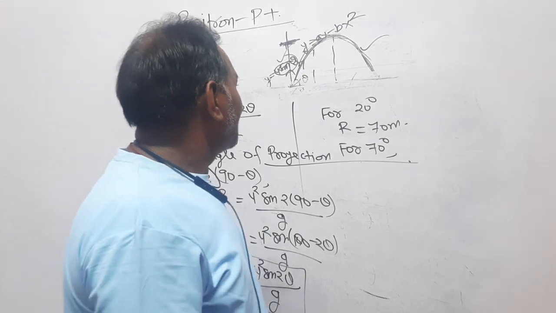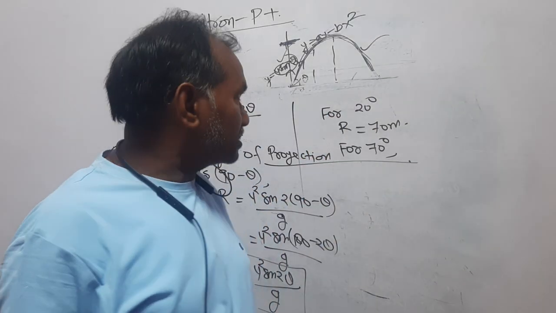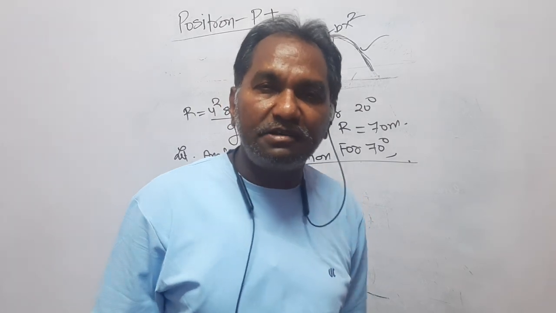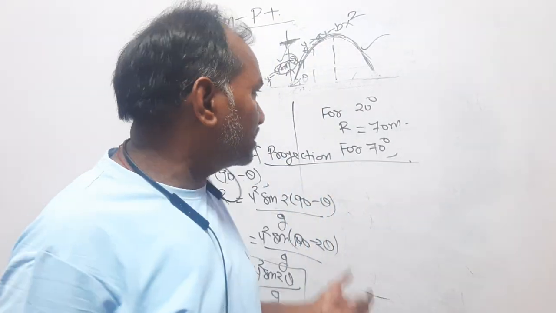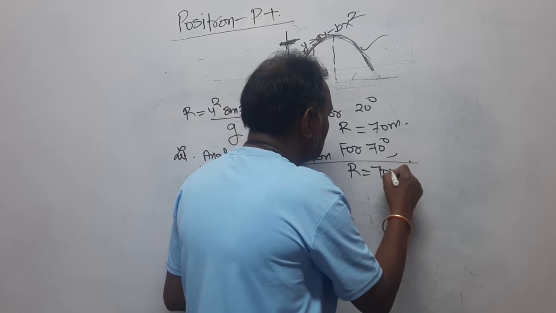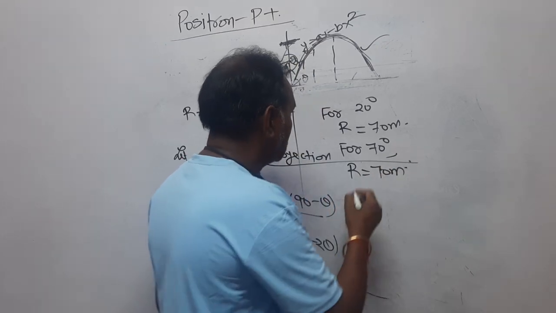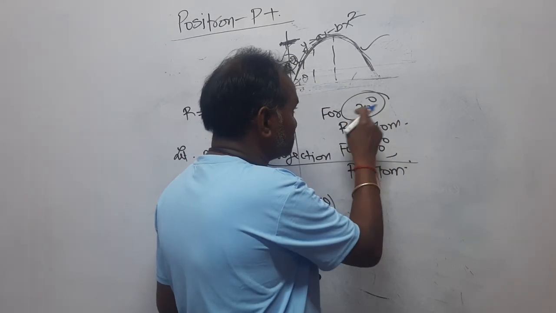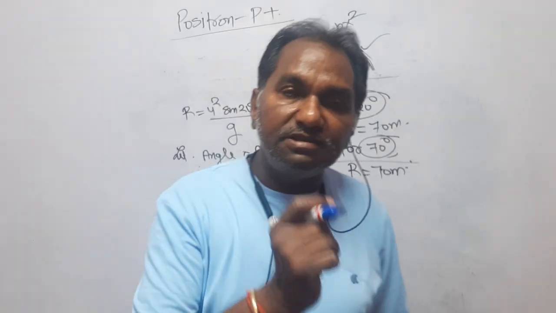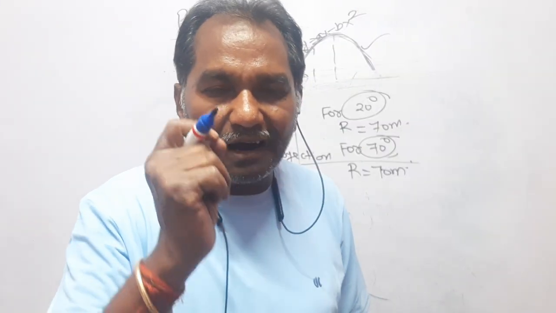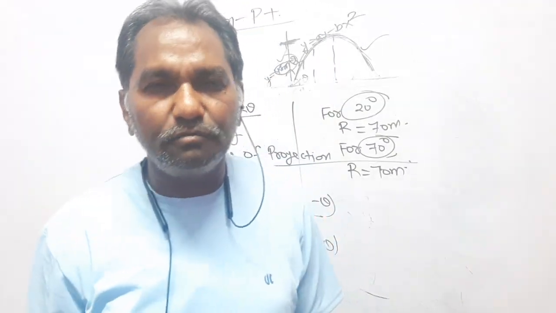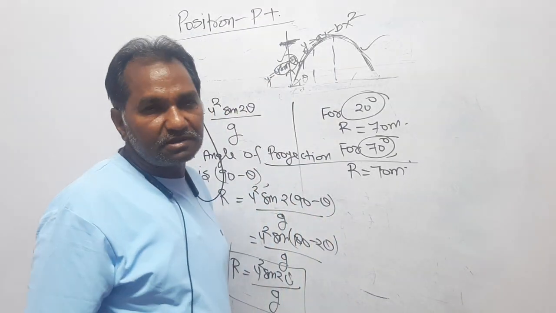Look here. For 20 degree angle of projection, range is 70 meter. If the angle of projection is 70 degree, then what would be the range? Again, the range would be 70 meter. Why? Because if you take 90 minus 20, this results in 70 degree. So either a body is projected at an angle theta or at 90 minus theta, in both the cases, the range would be the same.